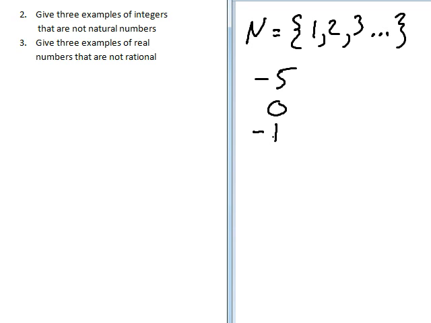Again, it's just a matter of picking a couple right off the top of our head. We know the square root of 2 is an irrational number. That means it's not part of the rational number set because it's a non-terminating, non-repeating decimal. You also have pi, which is 3.141, etc.